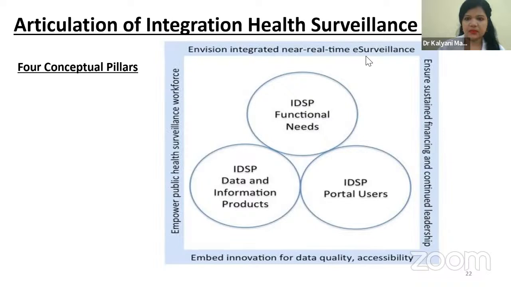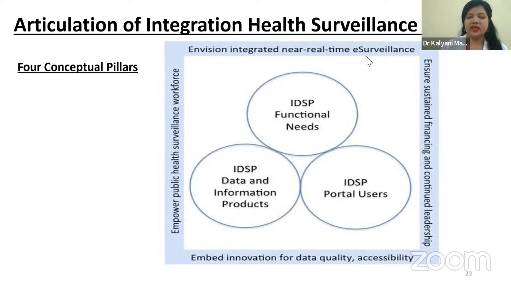So let's have a recap first. Till now, we have learned about the background and history of IHIP-IDSP, the needs, objectives, and the key features of IHIP, the integration of IDSP and IHIP with the organizational structure, the diseases, and the data flow process. Now, moving forward with the topic, this figure shows the articulation of the integrated health information platform.